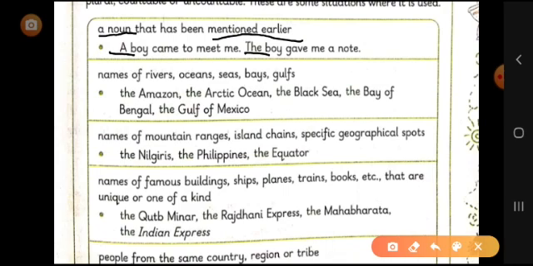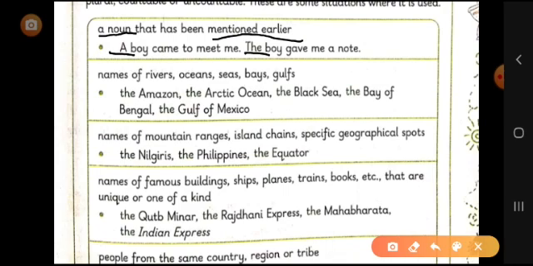Next, we can see that for the same boy, the article the is used. Why? Because this boy has been mentioned in the previous sentence. So it is a specified noun. That is why the article the is used.